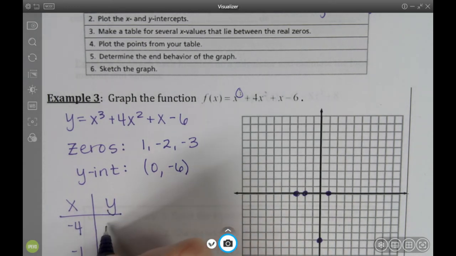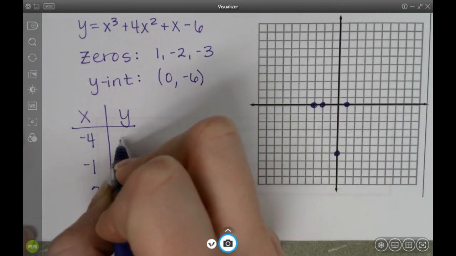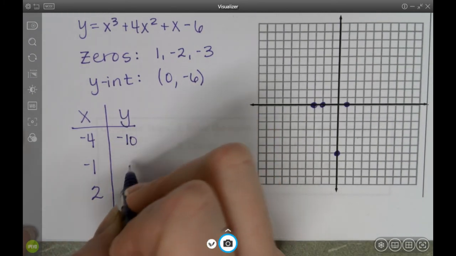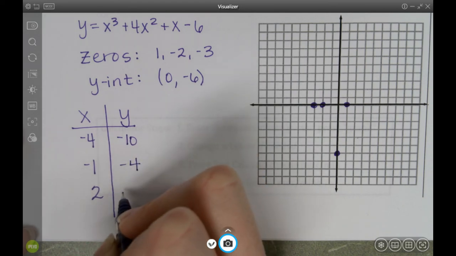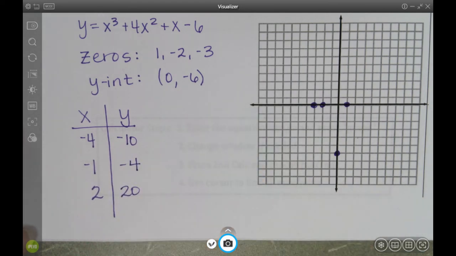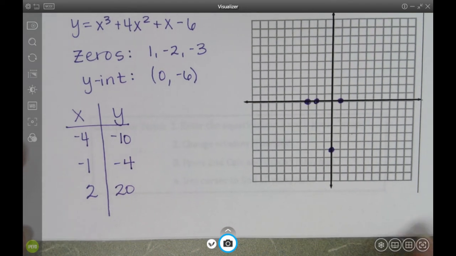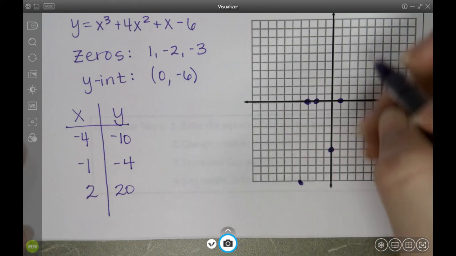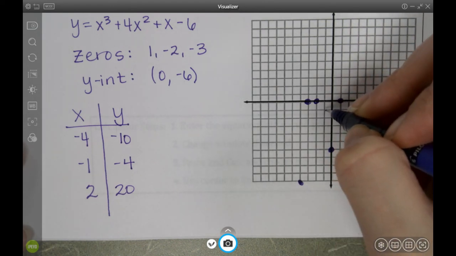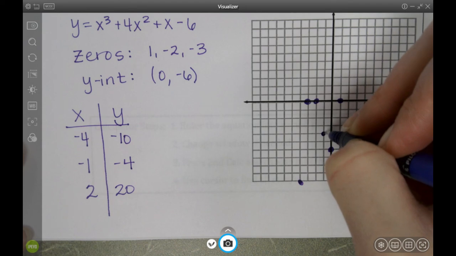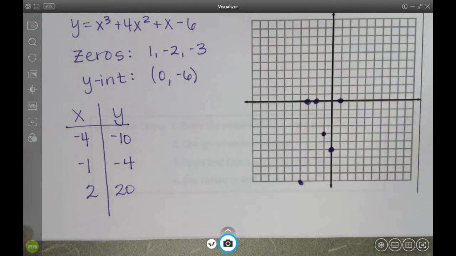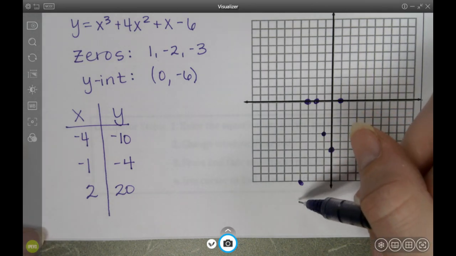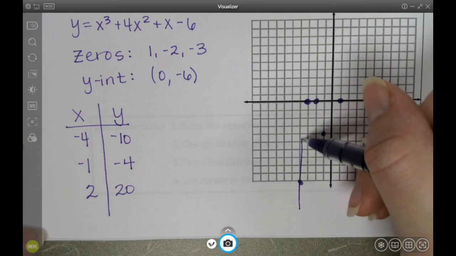So the table on your calculator tells you you have the points -4, -10; -1, -4; and 2, 20. Obviously, that last one's not going to fit on your graph. Okay, plot the points from your table, -1, -4, and 2, 20 is going to be way up here. And then we're going to do a sketch or draw our graph.